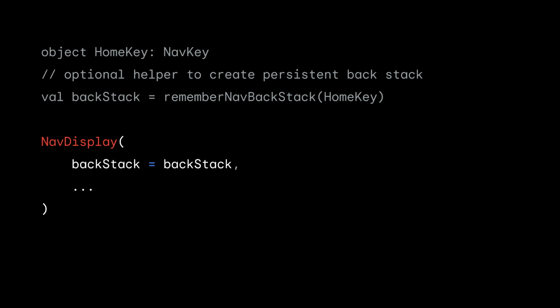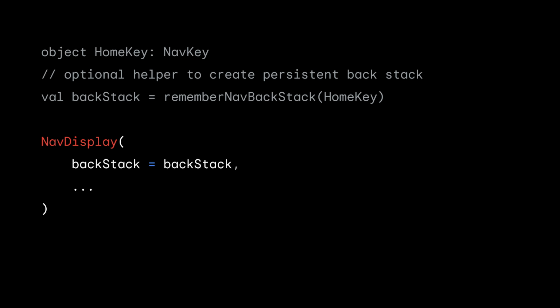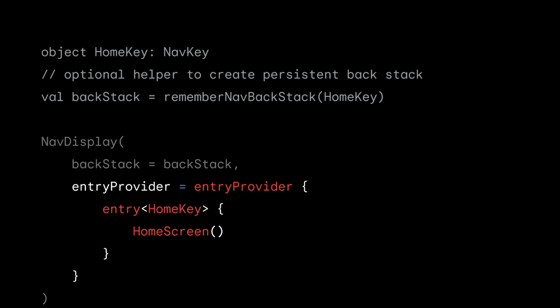In this example, the key extends the optional nav key interface. Then, invoke the nav display composable and pass in the backstack. Now, nav display also needs to know what content the key maps to, so you need to pass in an entry provider. The entry provider is responsible for providing a nav entry for a given key. In the nav display, call the entry provider DSL and add entries with the nav key and the associated content.